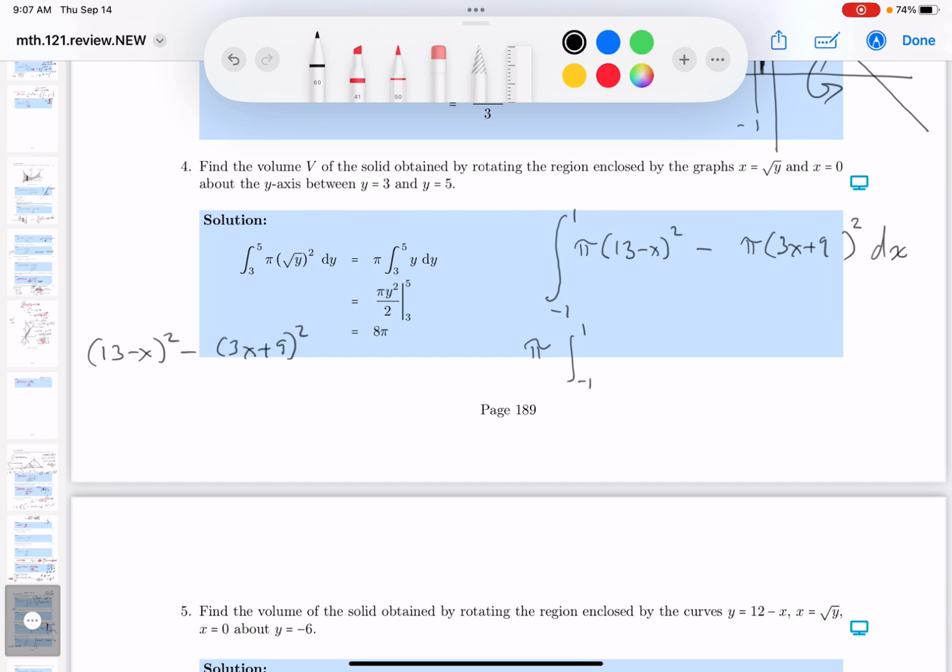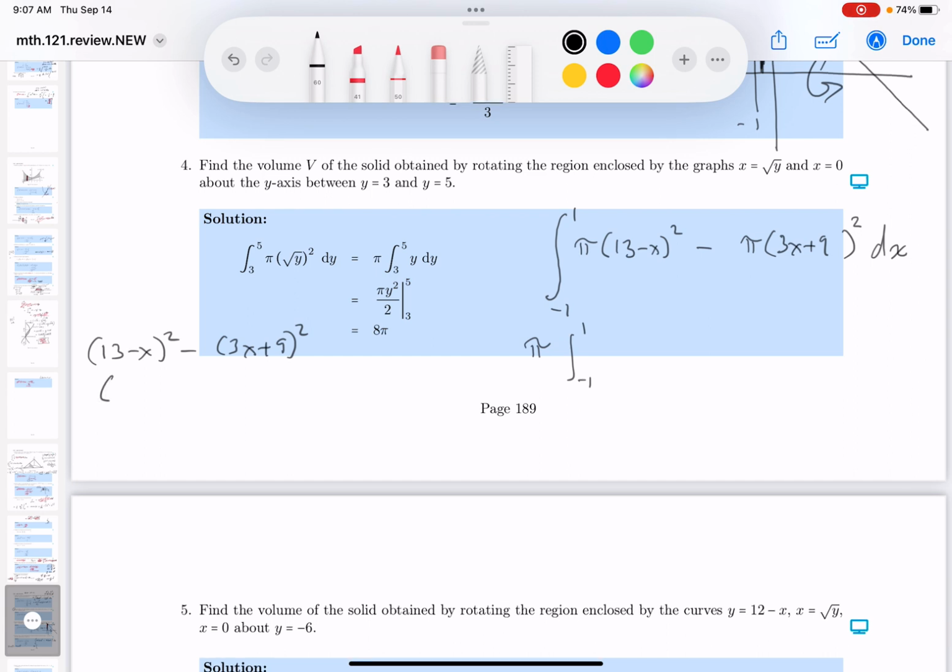So it's like a squared minus b squared. So what do you get? You get 13 minus x plus 3x plus 9. Then you would get 13 minus x minus 3x minus 9. What does that give you? Let's take a look at that. You get 2x here. 13 and 9 is going to be 22.